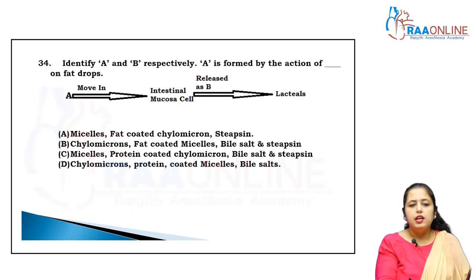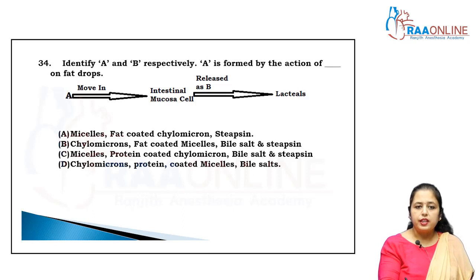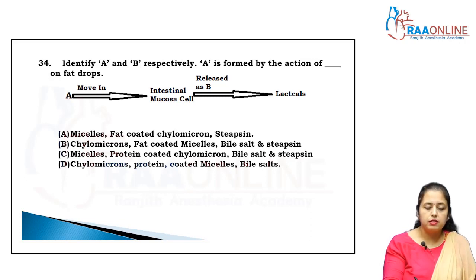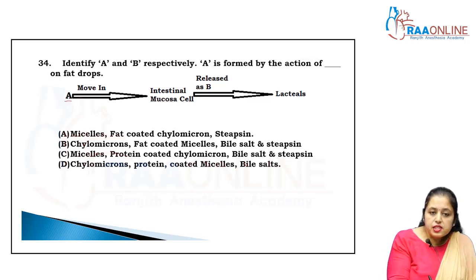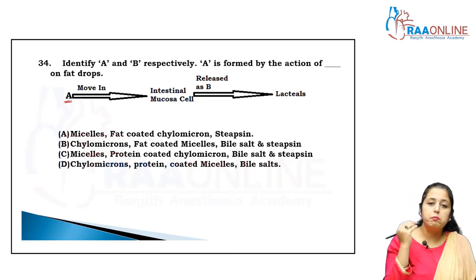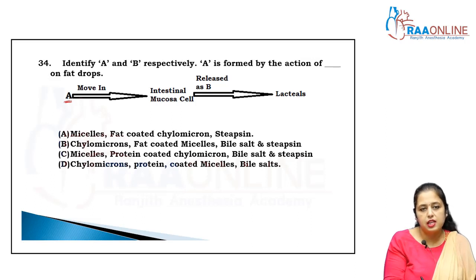Now come to the next question. Identify A and B respectively, right? A is formed by the action of dash on fat droplets. This is the line of NCERT, which will be framed in that ray diagram pattern. That micelle is the combination of the fat soluble vitamins, the bile salts, the pigments, the minerals, the water, right? All these things get combined and form a mixture which is called the micelle, right?